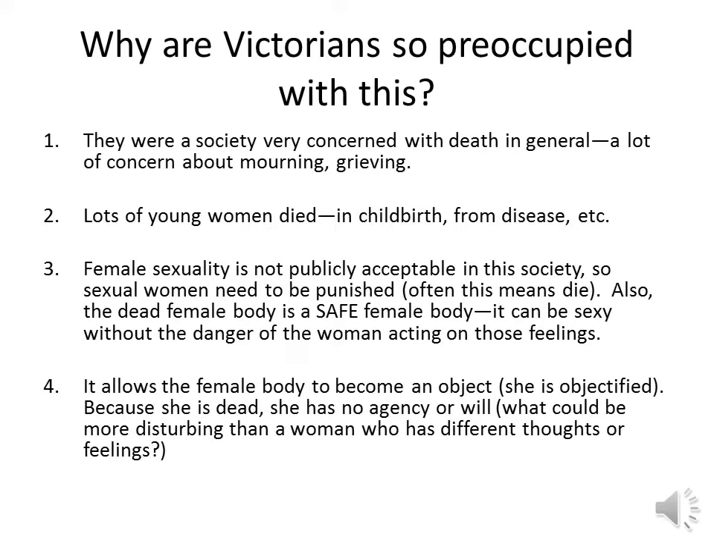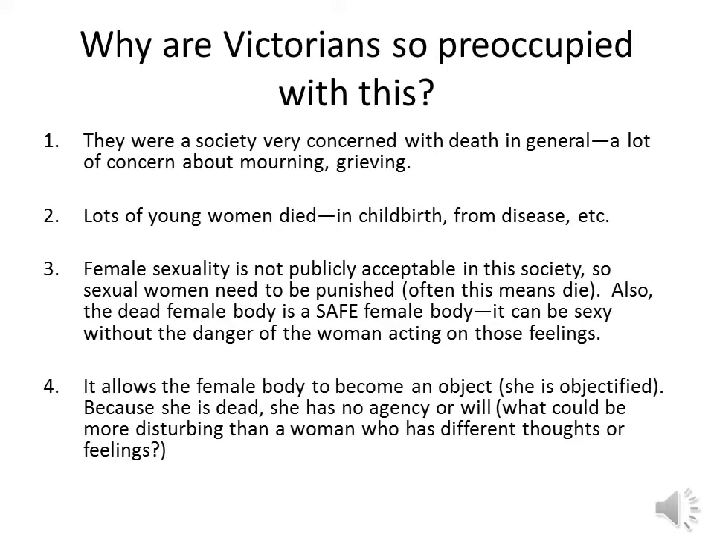Three, and this goes back to some things that I mentioned in the earlier lectures. Female sexuality is not publicly acceptable in this society. So two things either need to happen. One is sexual women need to be punished, and often this means that they die. Or the dead female body can become a safe female body. It can be sexy without the danger of the woman acting on those feelings.